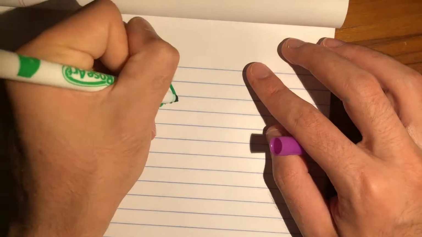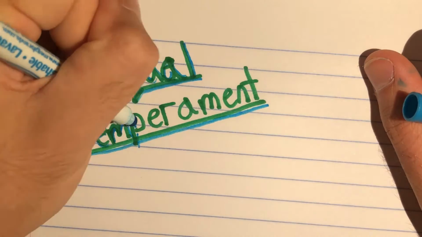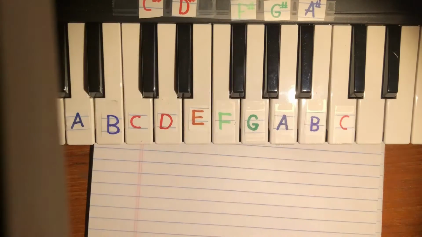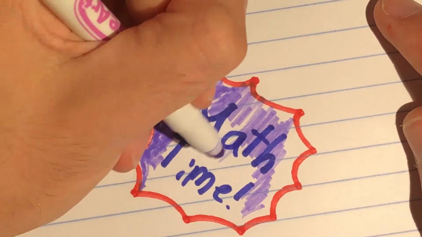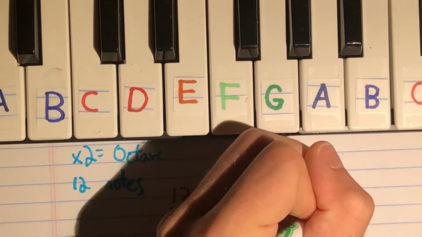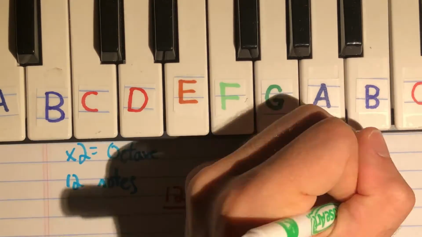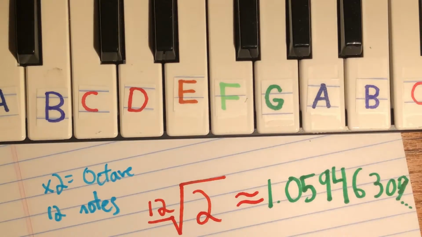When we divide the octave, we wanted to be sure that we could play these intervals as closely as possible. Currently, Western music uses a tuning system called equal temperament, in which the ratio between any adjacent notes is constant. Okay, math time. Because multiplying the frequency by 2 gives us an octave, and there are 12 notes in an octave, the frequency of any note is the 12th root of 2, or 1.059463 times the frequency of the note before it.